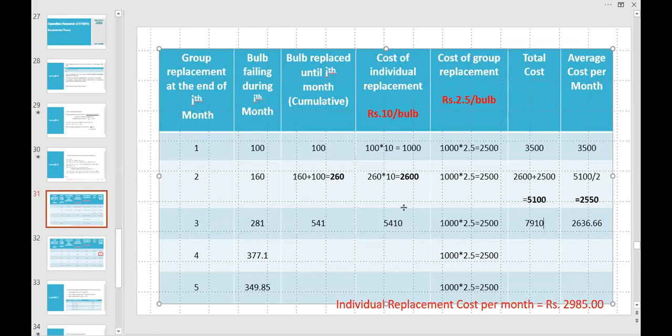Sir, 918.1. It could be 919, not 918.1, since it cannot be 10% of a bulb failing. So we must replace the entire bulb. So it is 919. Okay, 919. Then 919 plus 190, right?